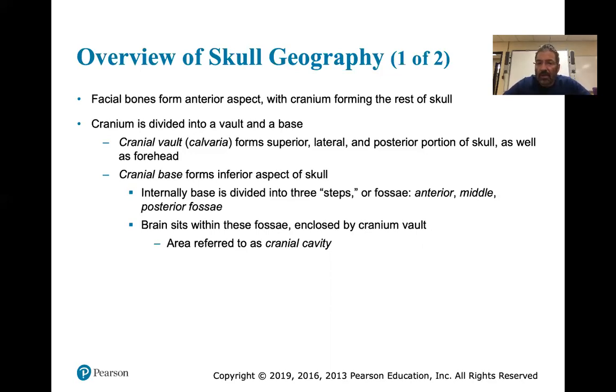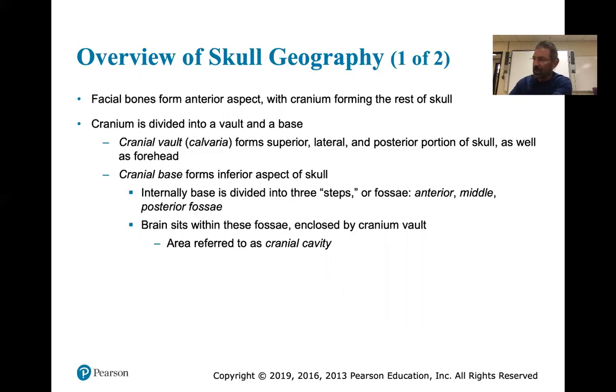Generally, the base is divided into three steps: anterior, middle, and posterior. So just realize what's sitting in that. Anterior is going to be your frontal lobe. Middle is going to be the apparatus for hearing. Posterior is where your occipital lobe is sitting. The brain sits within these fossae enclosed by a cranial vault. All right, so the area is referred to as the cranial cavity.